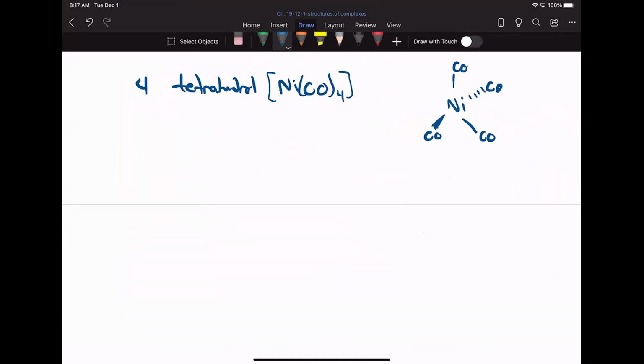Then we have a couple of them with a coordination number of 5. The first one being trigonal bipyramidal. Trigonal bipyramidal. Not pyramidal, but we pronounce it pyramidal. So trigonal bipyramidal. And how about what we got?